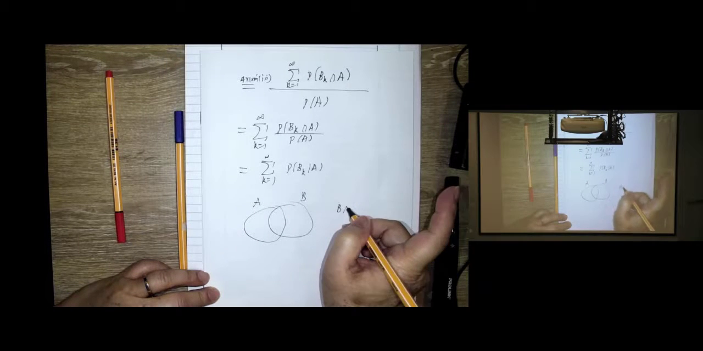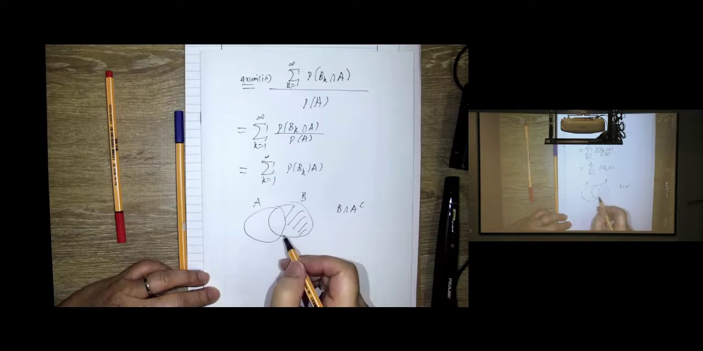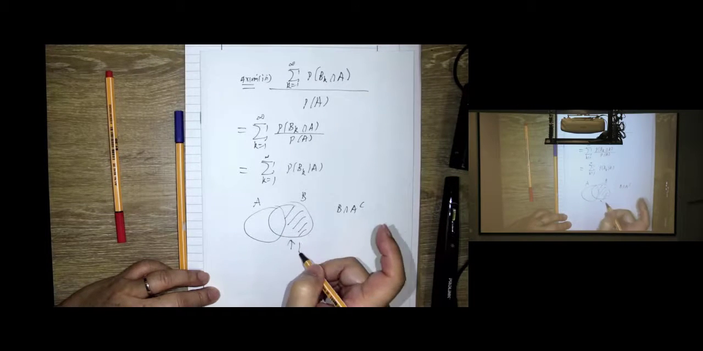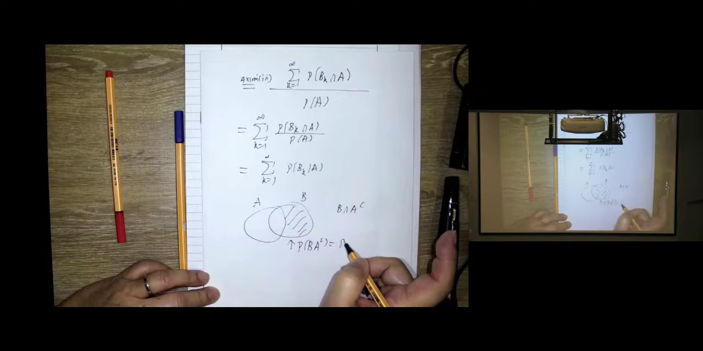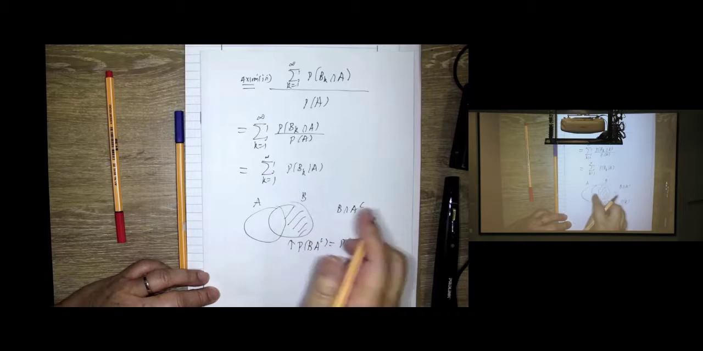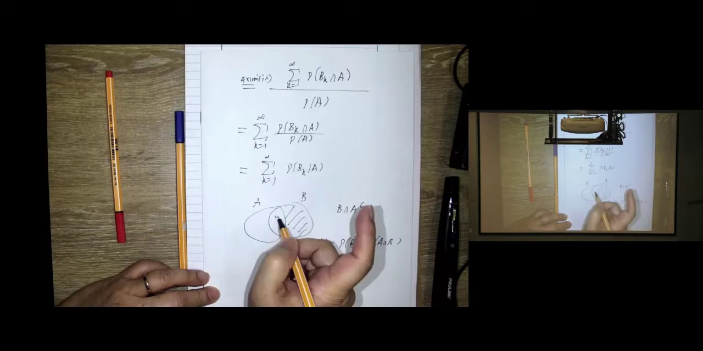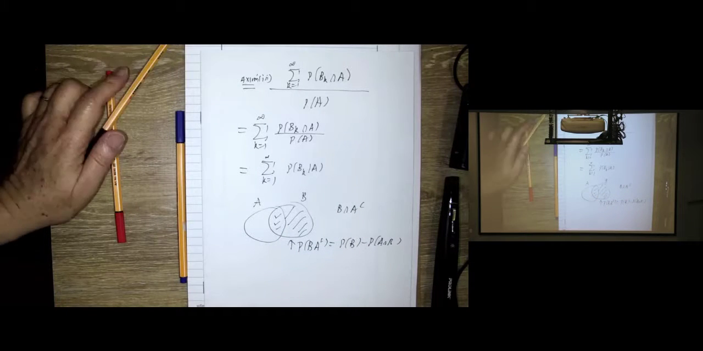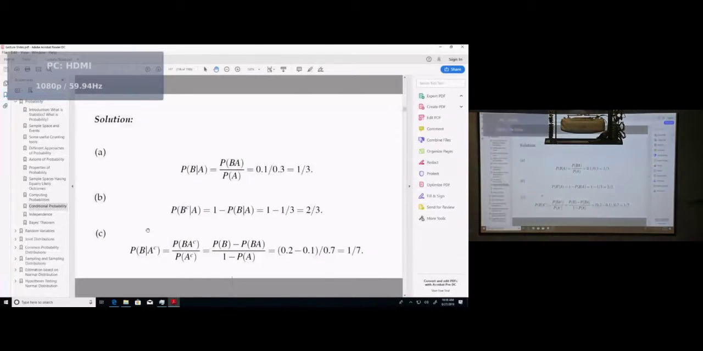So B intersect A complement will be just this part. So this probability would be the same as the probability of B, the entire B, minus the intersection. All right. So that is how that particular slide looks like.